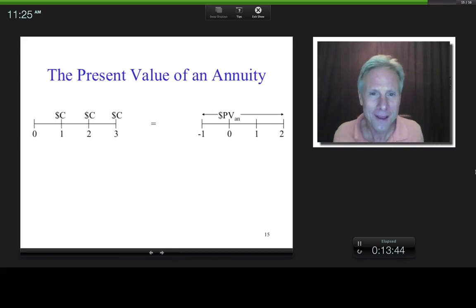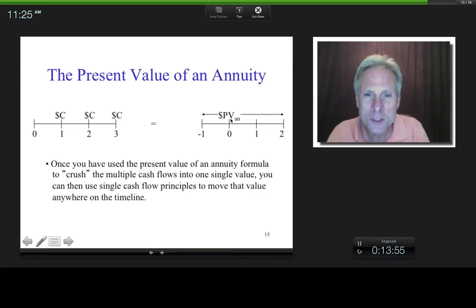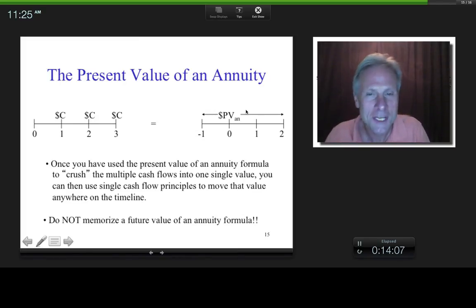So if you can understand and not memorize this formula, then once you've taken any annuity and you've crushed it into one single number at one single time period, are you then free to use single cash flow principles to move it anywhere along the timeline diagram you want? You are, right? So what that means is that when you look at a textbook and they say, well, here's the formula for present value of an annuity, and that's great. And by the way, here's a formula for the future value of an annuity.